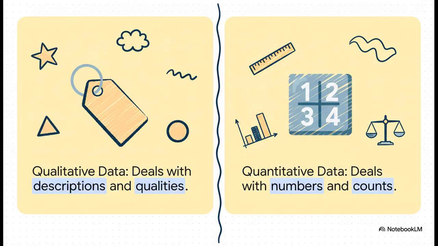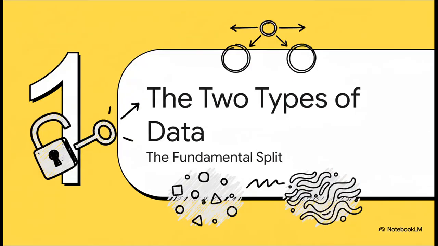Okay, so at the highest level, it all starts right here. It's actually pretty simple. Every single piece of data you'll ever see falls into one of two major families. On one side, you've got qualitative data. Just think quality. That's all about descriptions. And on the other, you've got quantitative data. Think quantity, which is all about the numbers. Getting this first distinction right, honestly, it's the key that unlocks everything else. So let's zoom in and really get to know each of these types.